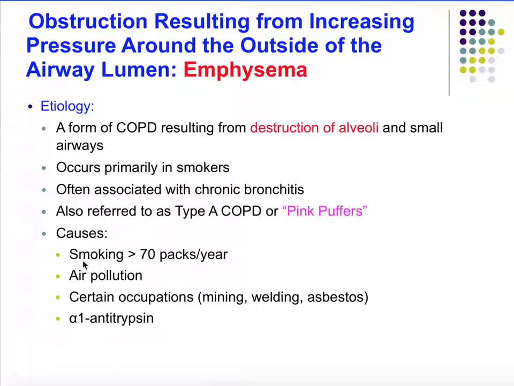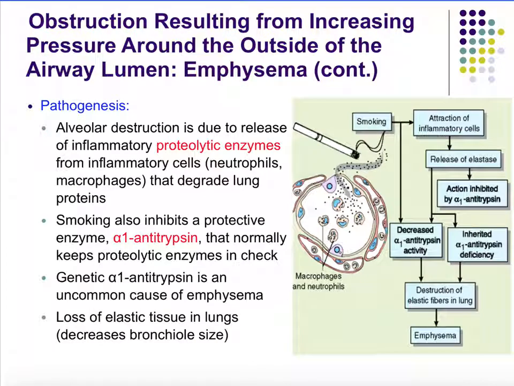So what causes it? Smoking more than 70 packs per year. And 70 packs is actually not a lot for someone who is a smoker. Air pollution, certain occupations like mining, welding, asbestos. And again, that would be being exposed to chemicals that get into our airways and damage it. And then there's an issue with alpha-1 antitrypsin, and I'll talk about that here.